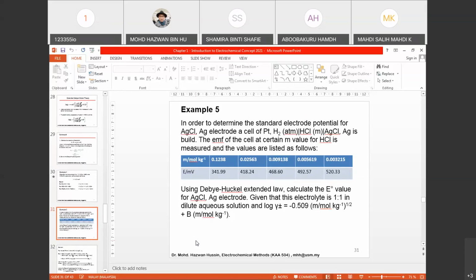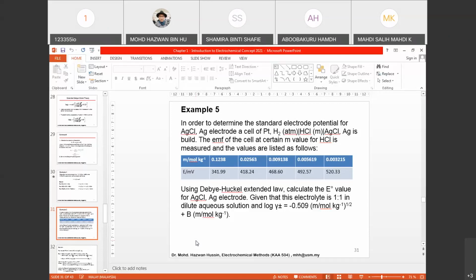Right. So in this example, in order to determine the standard potential for the silver chloride silver electrode of a cell of platinum with silver electrodes dipped in hydrochloric acid, the EMF of the cell at a certain m, which is the concentration, molality, because it is measured as mole over mass, in fact when you look at the unit, it will be mole over kilograms, for HCl is measured and the values are listed as follows.